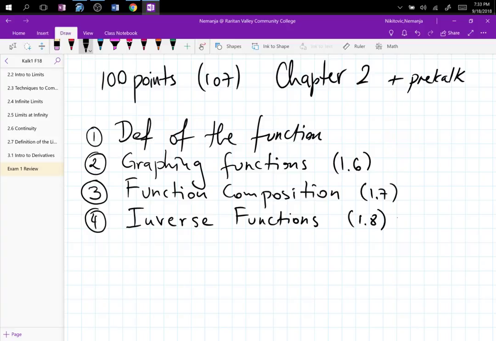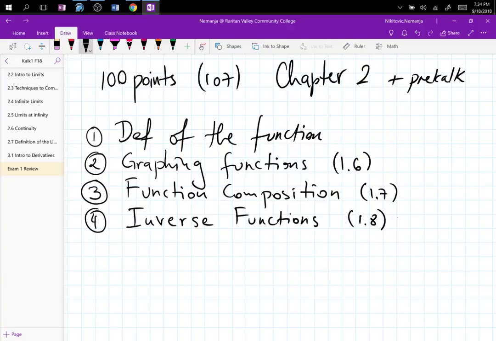Definition of a function. Calculus is all about limit of a function, derivative of a function, integral of a function. If you don't have a function, you can't do calculus. You have to be able to spot if the expression is a function or not. So that's that. Graphing functions by hand. Remember, no graphing calculator on the test. That's the rule of the school. So, rule of RVCC.